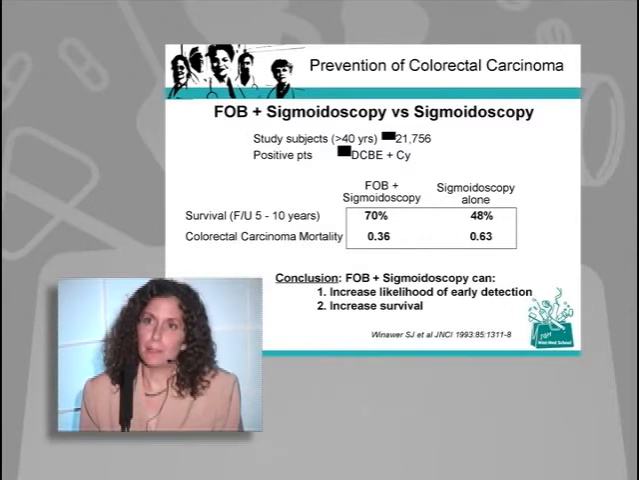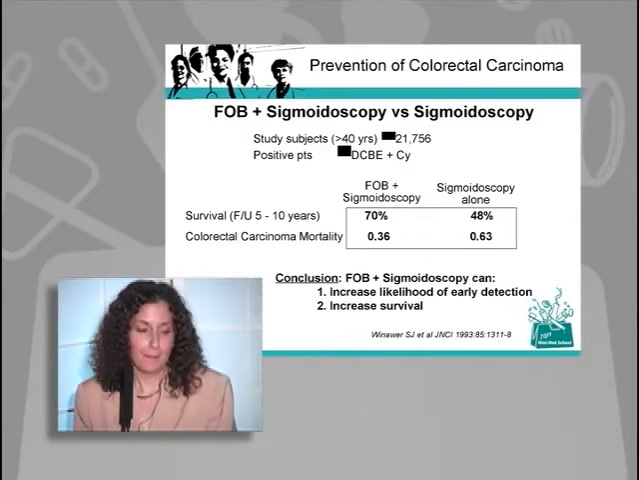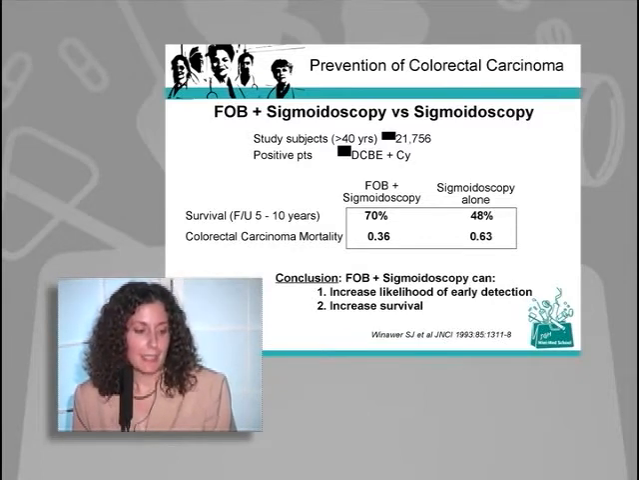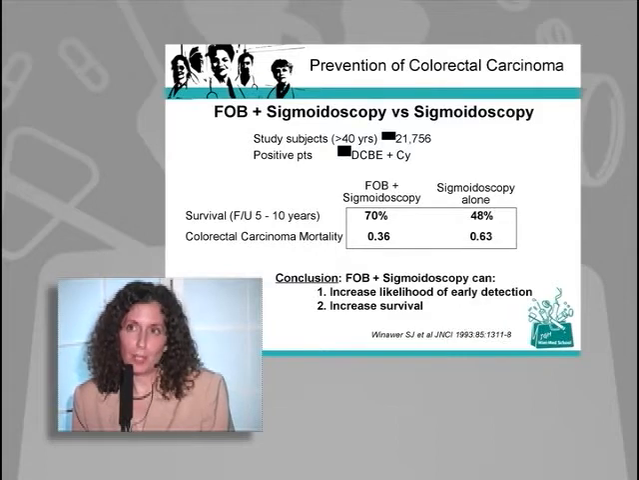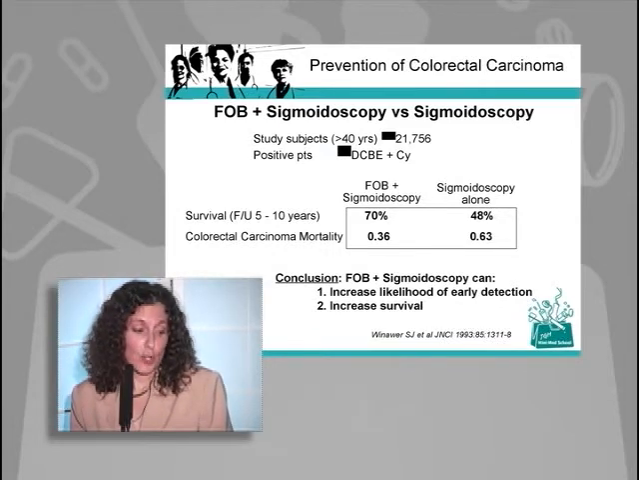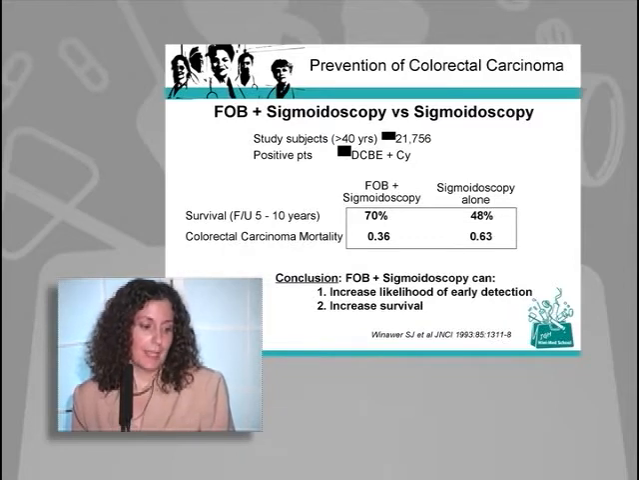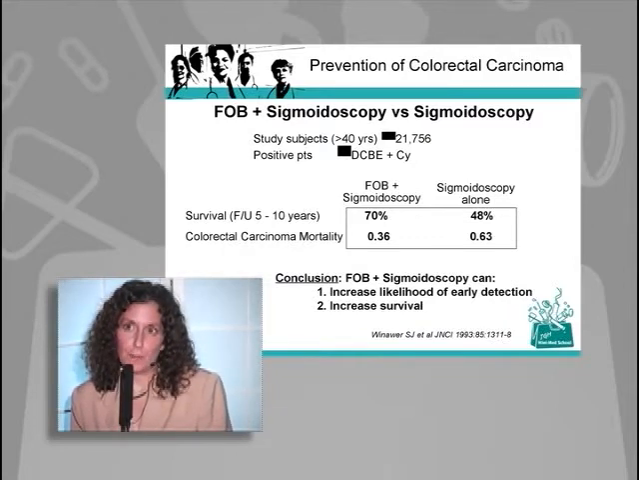So what about combining the fecal occult blood test and the sigmoidoscopy? Well, one large study has done that. They looked at over 21,000 individuals, and those patients that were found to have a polyp or a tumor by flexible sigmoidoscopy and fecal occult blood test then had a barium enema and a colonoscopy. And essentially, the study showed after a 5 to 10 year follow-up that the survival rate was about 70% when you combine the two tests, compared to 48% with sigmoidoscopy alone. And the mortality rate significantly dropped as well.